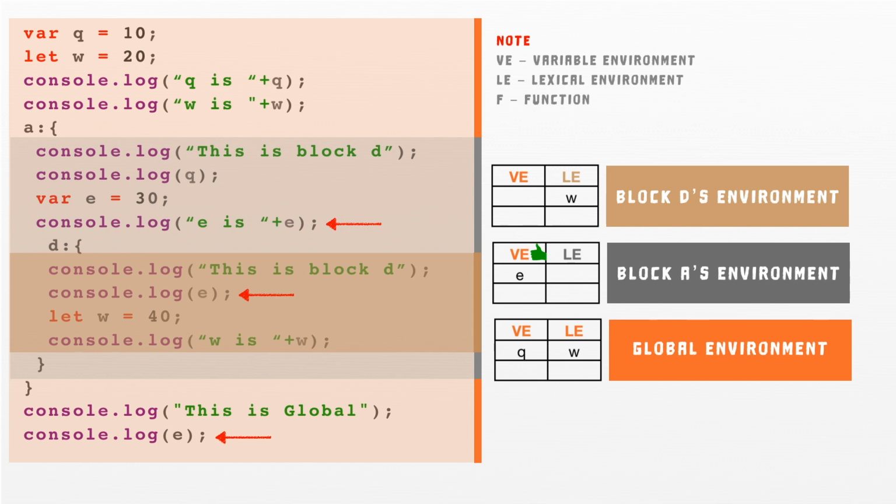And if you observe this, we are accessing it in three different environments. But even then, it prints the same value. It is because these three blocks have the same variable environments. Okay? So now let's move back to our code and print the value of W onto the console in global environment and see what it is going to print.